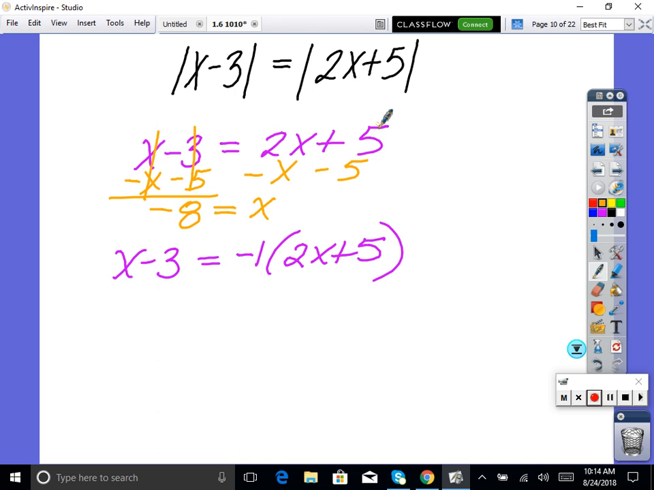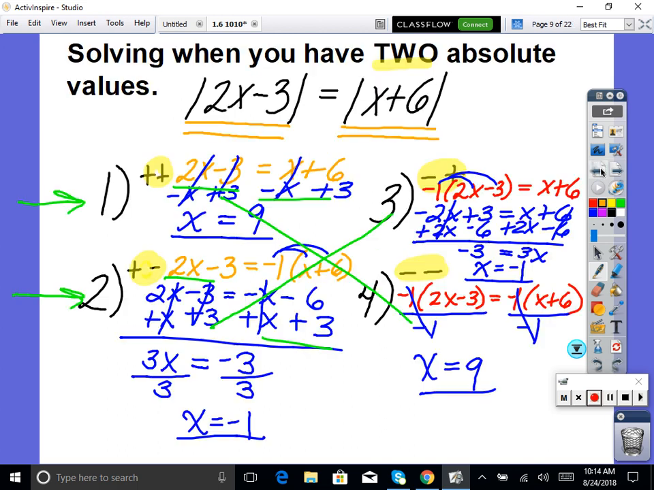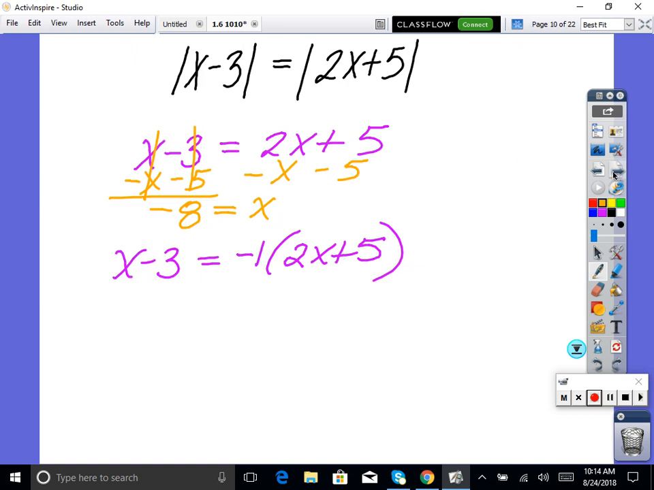I should have gone back to this. I should have written my answer like this, from -1 up to 9, my bad. Same thing though. So then right here we're solving, distribute, x minus 3 equals -2x minus 5. Combining my x's.